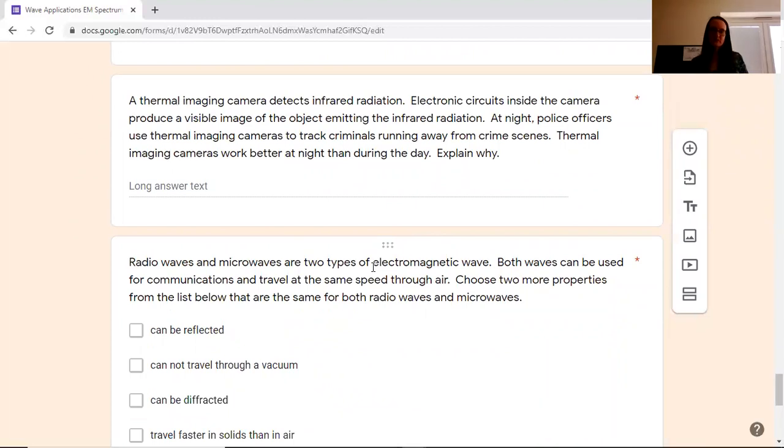A thermal imaging camera detects infrared radiation, and it says that at night police officers use thermal imaging cameras. Why do they work better at night than during the day? At night, we've not got any infrared radiation from the sun. It's also cooler at night, so the surroundings are cooler. There's more of a contrast in temperature between the criminal and the surroundings, and therefore they'll be shown up more easily.